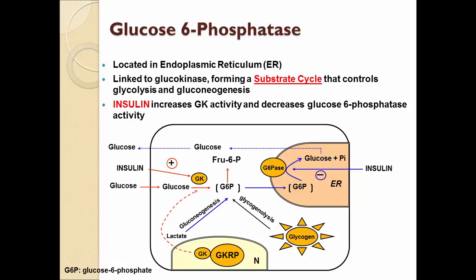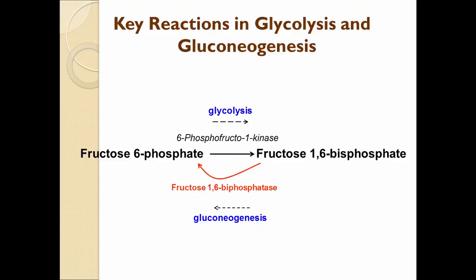So here he just put two different pathways, glycolysis and gluconeogenesis, together. Insulin stimulates glycolysis by stimulating glucokinase and inhibits gluconeogenesis by inhibiting glucose 6-phosphatase. And the second pair of key reactions in glycolysis and gluconeogenesis, these two enzymes can be regulated by bifunctional enzymes. So I think this is probably a little bit complicated.